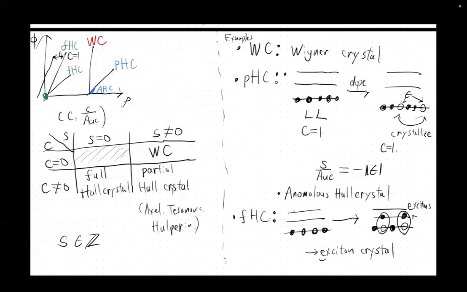Importantly, if you have a full hole crystal, the object that crystallizes, at least in this particular example, is an exciton, which is a neutral object, even though the system consists solely of electrons. And this fact will come back and explain some of the peculiar features we will see of the full hole crystal. Okay, any question up to this point? If not, let me move on to the second part.